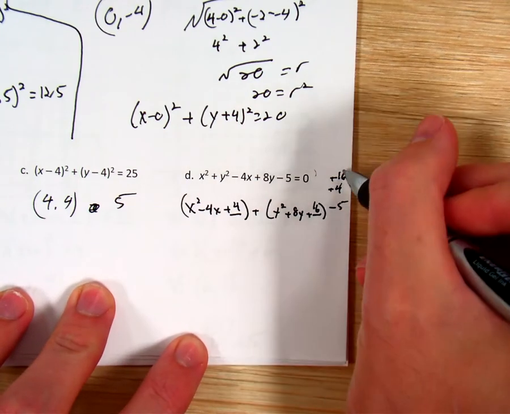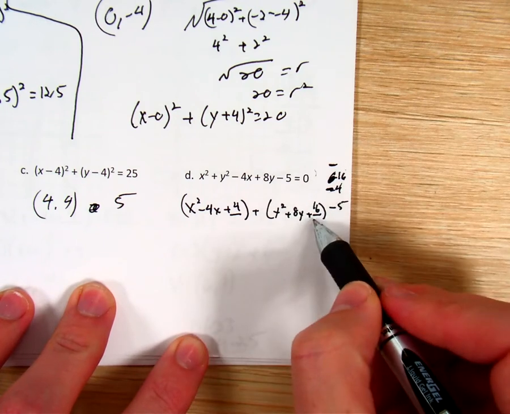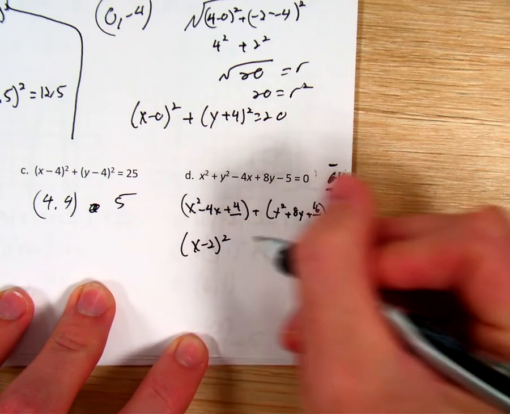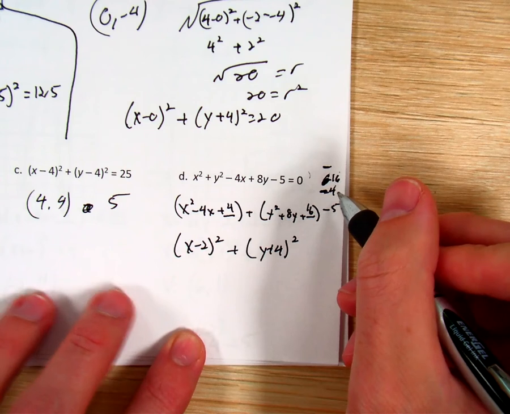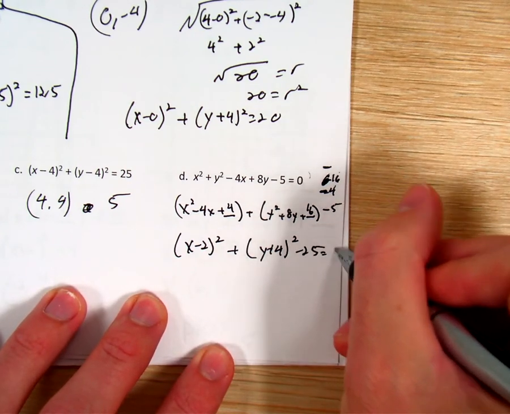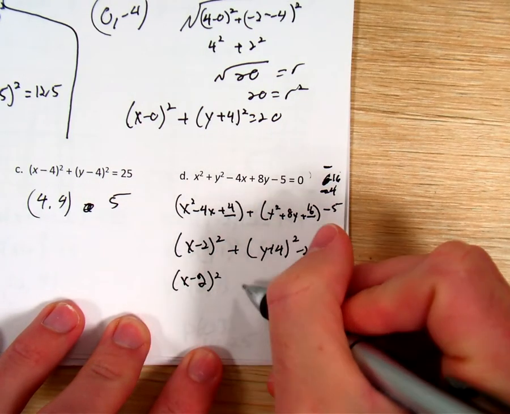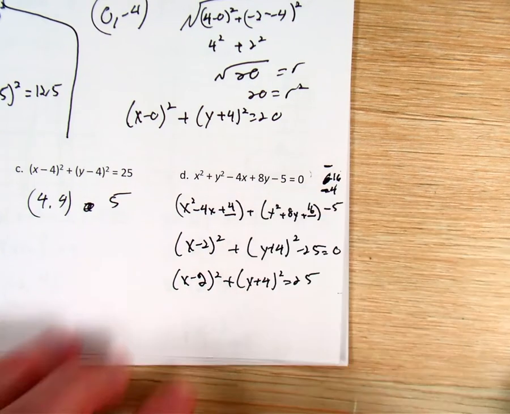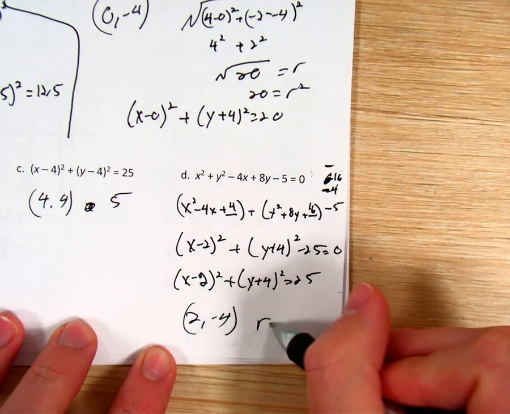So I need to subtract, not add there. Minus, minus to balance it out. Minus the 16 to balance out that plus 16, minus that 4 to balance out that plus 4. So I have x minus 2 squared there, y plus 4 squared here. Okay, and this will be -20 minus 4 minus 5 minus 25 equals 0. We're going to add 25 to both sides. And there we go. Center will be 2, -4 with a radius of 5.